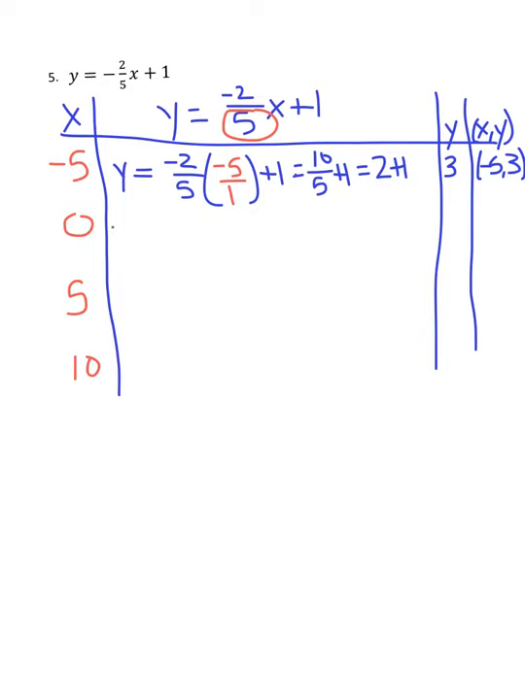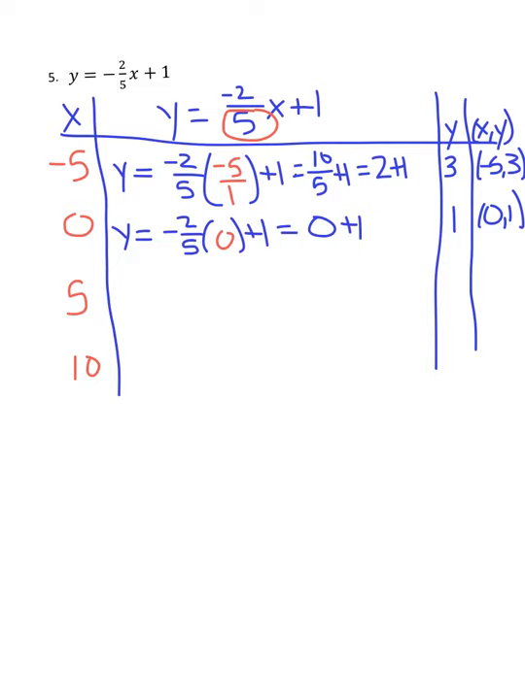Now let's do 0. 0, I love the 0. Super easy. Negative 2 over 5 times the 0 plus the 1. 0 times anything is 0. 0 plus 1 is 1. So when x is 0, y is 1. That's my y-intercept, my b. In y equals mx plus b, that b was 1.